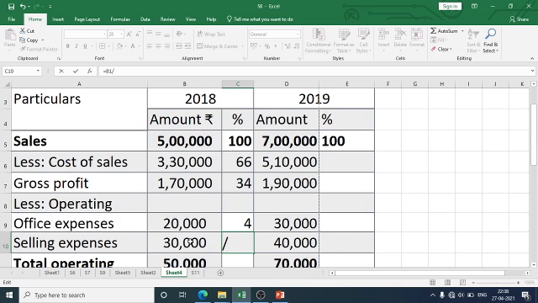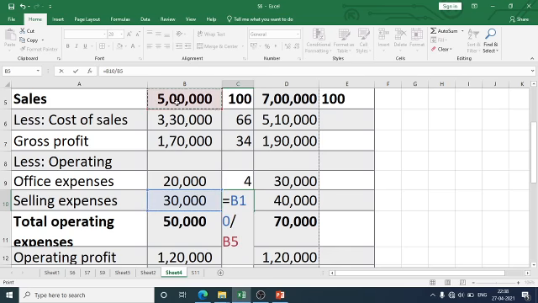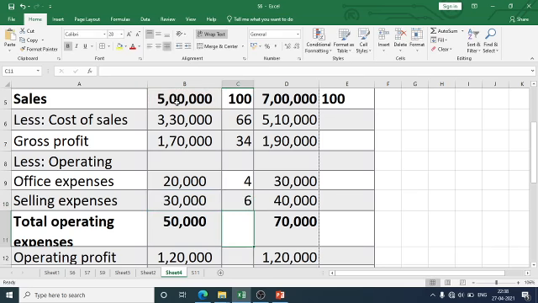Divided by 5 lakh into 100. Selling expenses is equal to selling expenses divided by the sales into 100. Fine. So you will get 6%. So 6% of sales is selling expenses, like that.